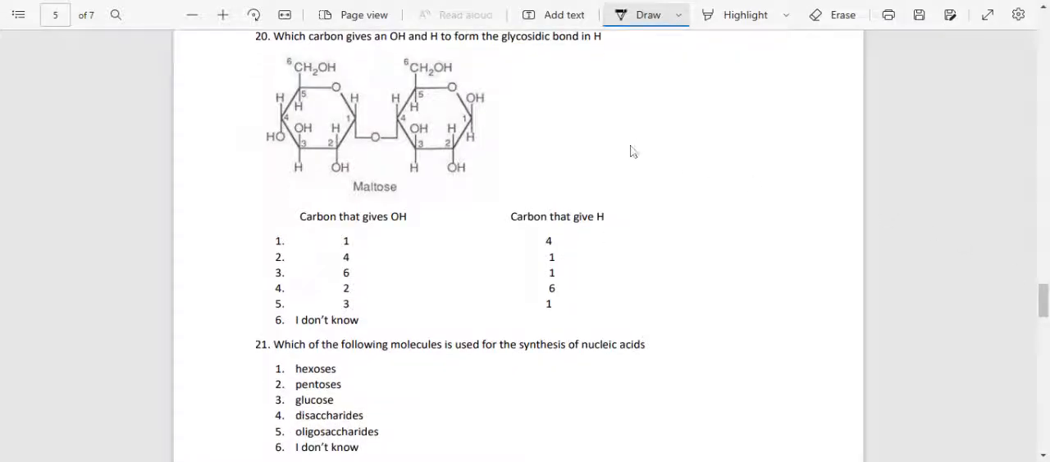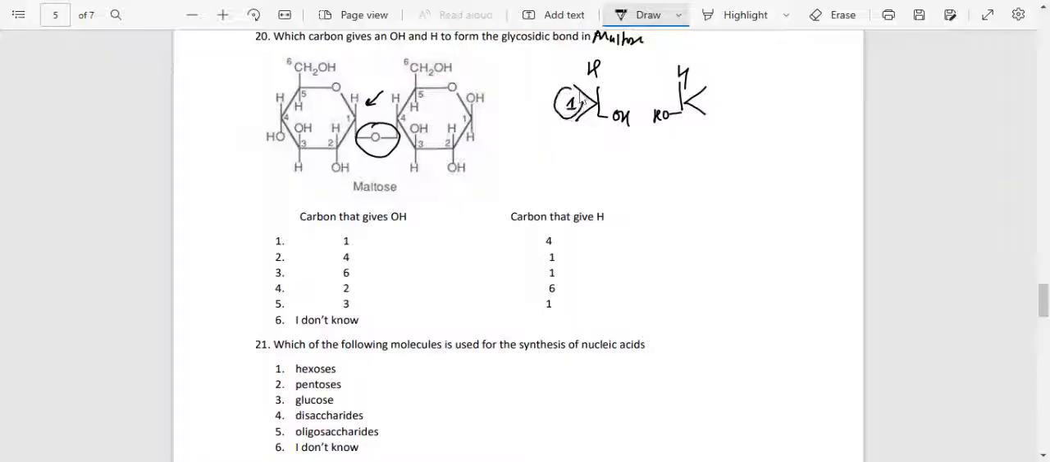Question number 20. Which carbon gives a hydroxide and hydrogen to form the glycosidic bond in hydrolysis? This is supposed to be in maltose. So this molecule which we've shown here is maltose. For this bond which you are able to see here, which one is going to donate a hydroxide and which one is going to donate a hydrogen? If we look at this one, I'm just going to pick this point here. What you are going to see is you've got H and then you have an OH, and then on this side where you've got H, you also have an OH.